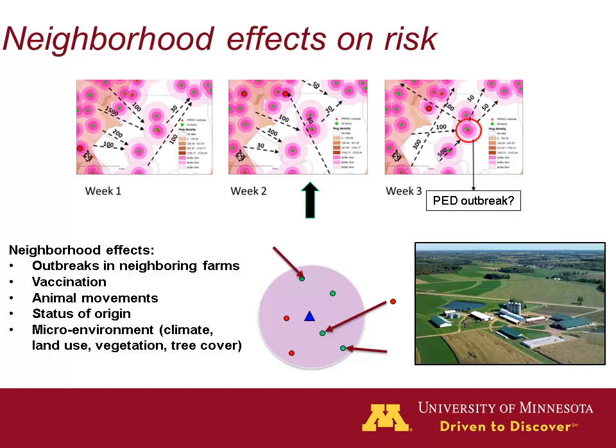So if we can quantify those things across time, then the idea is if we quantify that in, say, week 1 and week 2, can we actually predict whether a farm is going to break in week 3? So that's the essential layout of what we're trying to do.